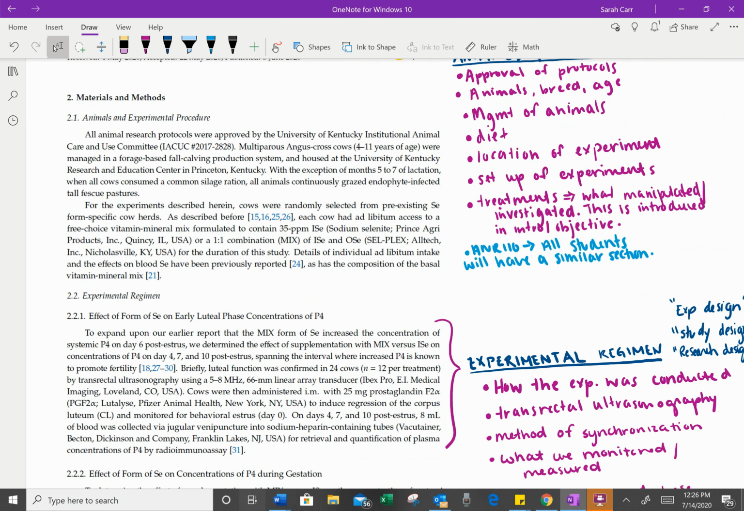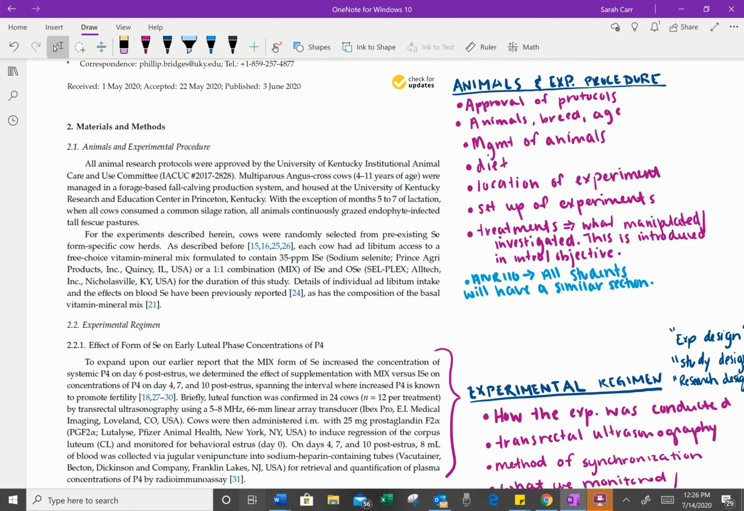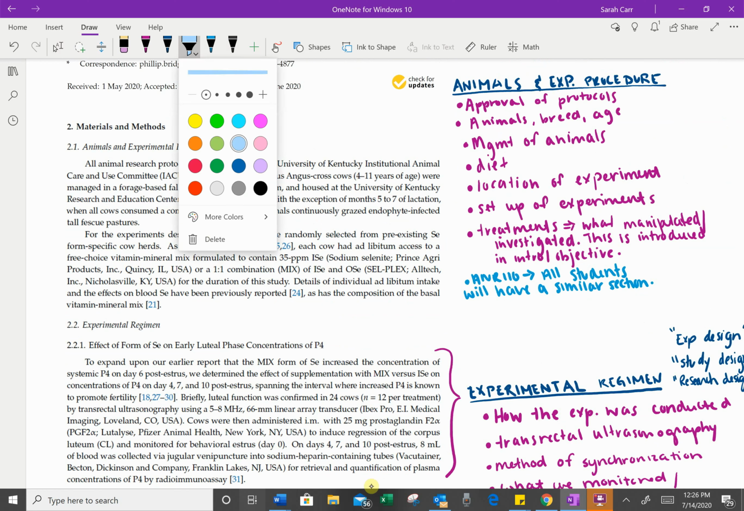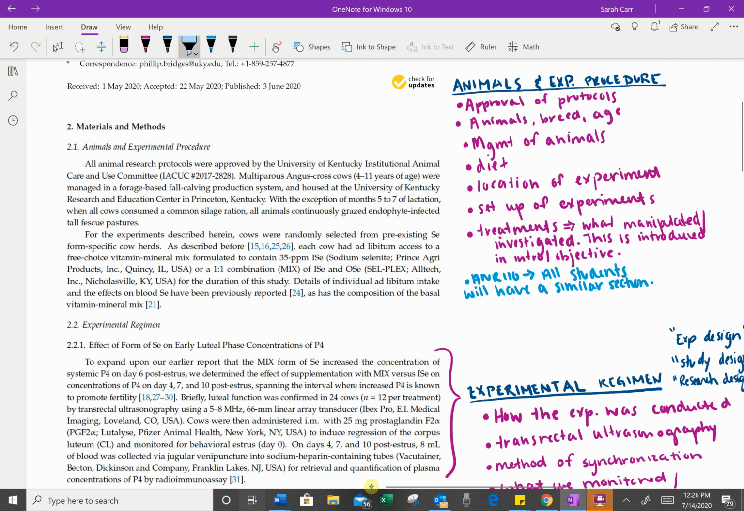The first section, and I have it written over here on the right, is the animals and experimental procedure. So there's the approval of protocols, which I told you existed, but is not relevant to this course. So for this paper, it is written first. This is here in blue, where's the approval of protocols.